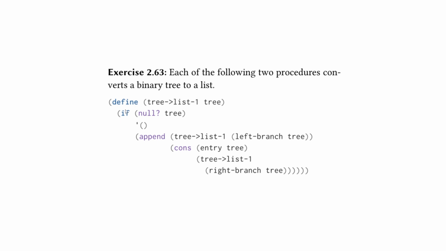So the first one is the following, tree list 1. Given a tree, if it's null, just return an empty list. Otherwise, we're appending a recursive call to tree list 1 on our left branch, and then consing the current element we're at, and then making a recursive call to tree list 1 on our right branch.